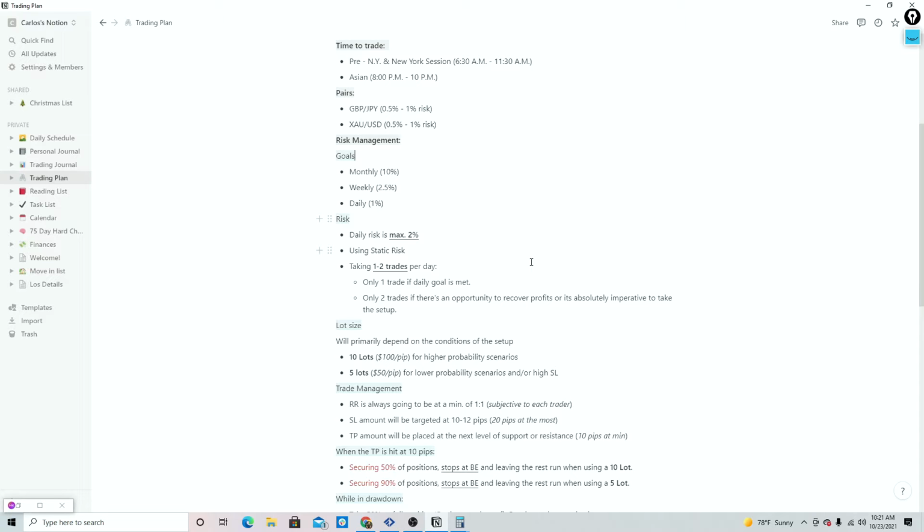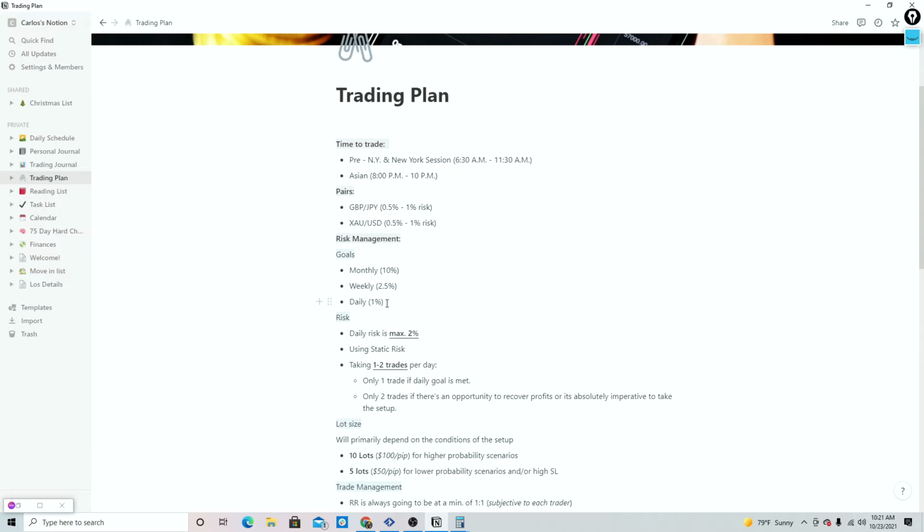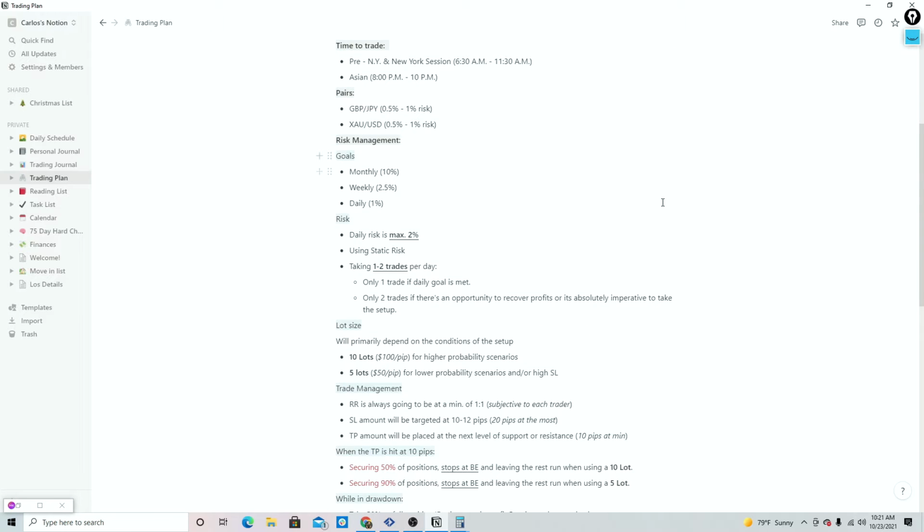So take 1 to 2 trades per day, only 1 trade if the daily goal is met. So obviously, if I make 1% on the day, that's it. Unless I feel like I'm up in the week already, more than 2.5%, I would say, that's when I would take another trade to see how it would work out. But as far as just starting the week out, daily 1%.